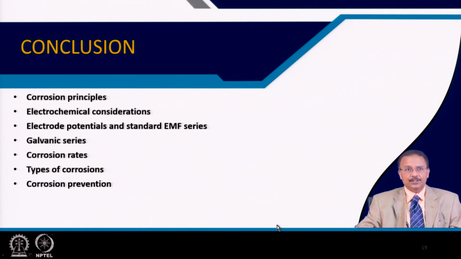In this particular lecture we talked about corrosion principles, then electrochemical considerations, then electropotentials and the standard EMF series, then we introduced the galvanic series concept, then corrosion rate was described, then types of corrosion, where a total of 8 types of corrosion were briefly introduced, and then finally corrosion prevention in terms of cathodic protection was introduced.